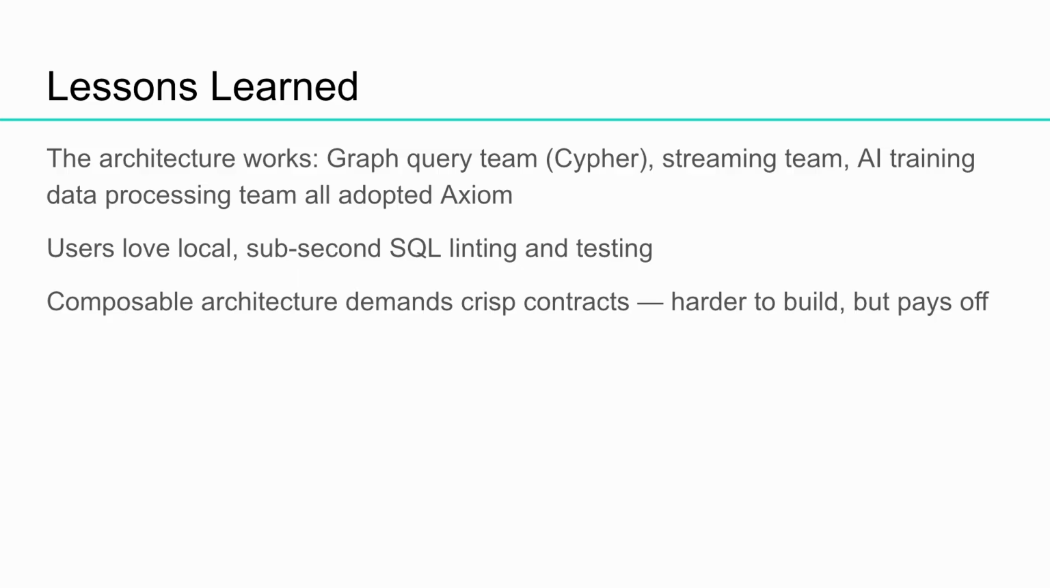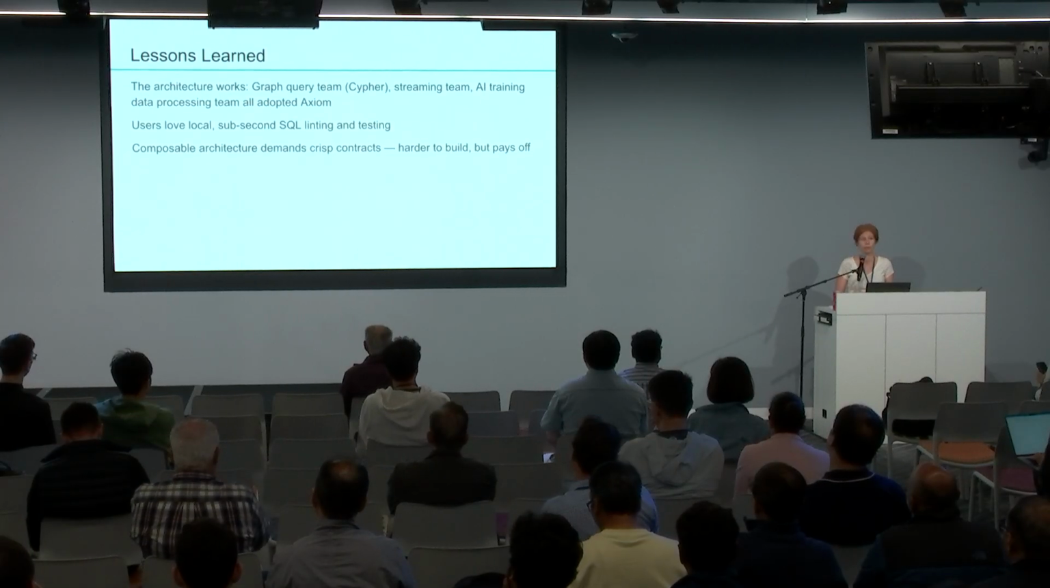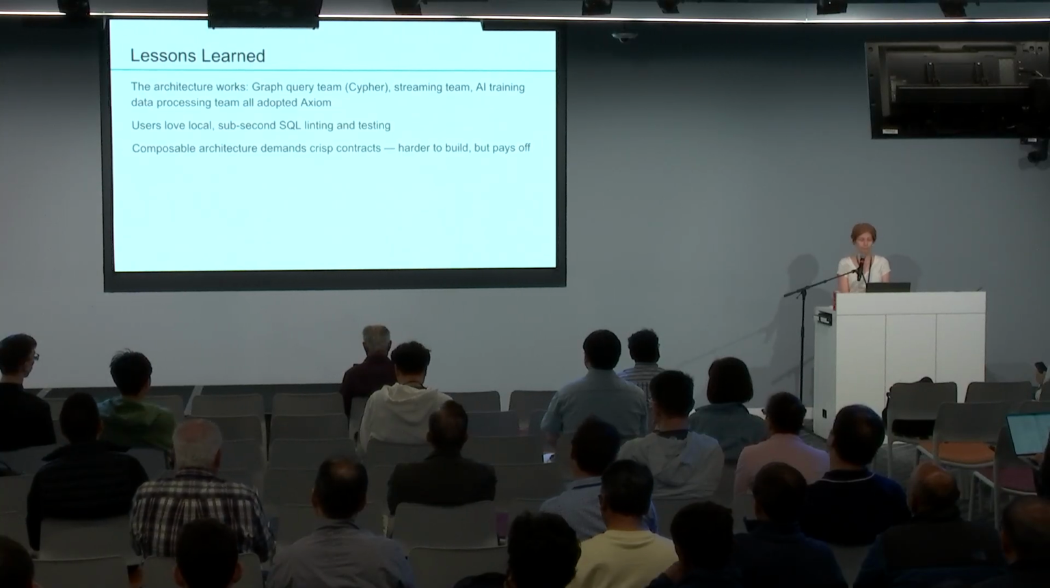Second, users love local sub-second SQL linting and testing. Being able to validate your query instantly without a cluster round trip changes how people work. Third, composable architecture demands crisp contracts between components. It's harder to build than an analytics system, but that discipline pays off in extensibility, reuse, and ability to evolve components independently.